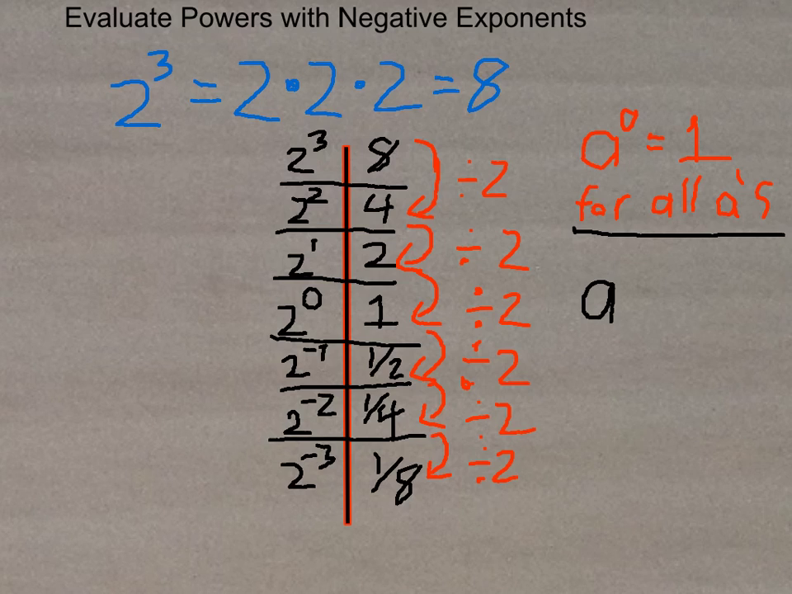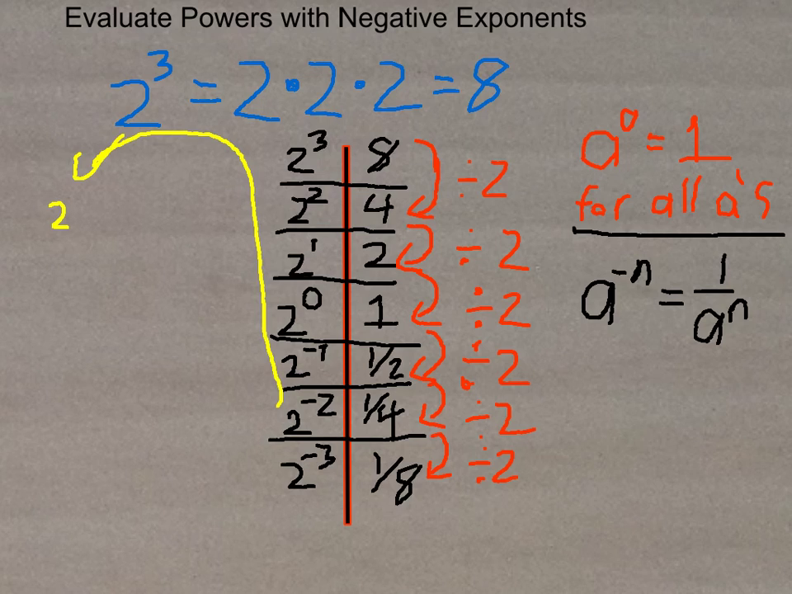The next conclusion is just a little more difficult to understand, but let's look at this. If we have a to the power of negative n, this shows us that it's equal to 1 over a to the n. I'm going to use some of the examples at the bottom of my table to prove this point over here. So in this particular case, our a is 2. So we have 2 to the negative 2.